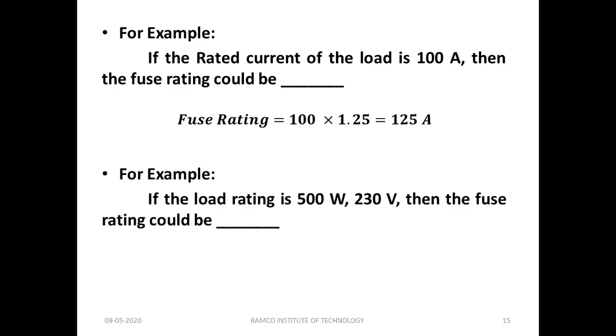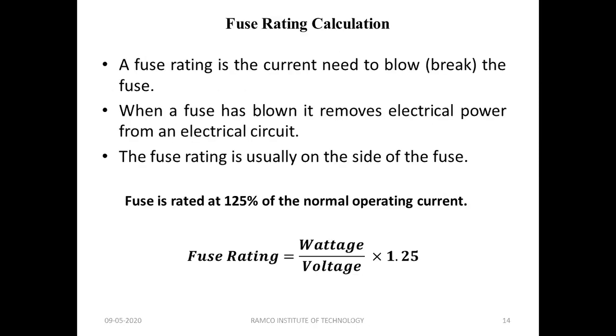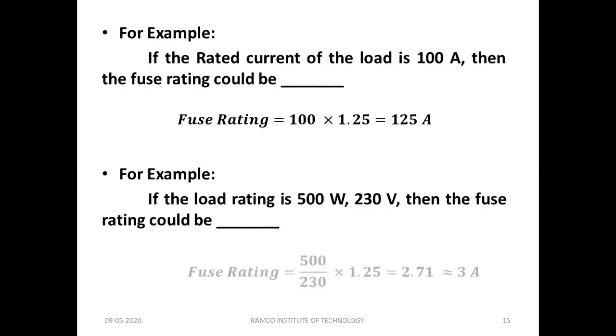Then another example. If the load rating is 500 watt, 230 volt, what would the fuse rating be? What is the formula? Fuse rating is equal to wattage divided by volt, into 1.25. So 500 divided by 230, which is your voltage value, into 1.25, you will get 2.71 amps. It is nearly equal to 3 amps. That is the fuse rating, right?